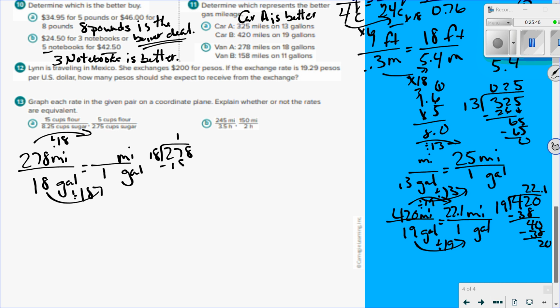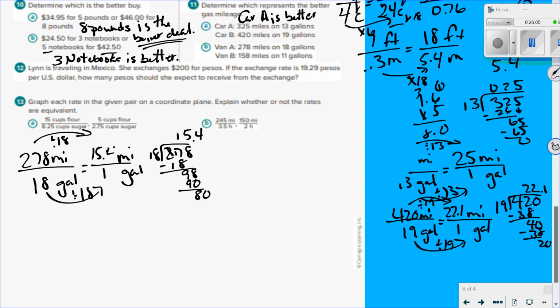Gives me 98. That's going to go five times. Yep, 90. 80. So that's going to go 15.4. I'm not going to go any further than that. We'll see if we need to.